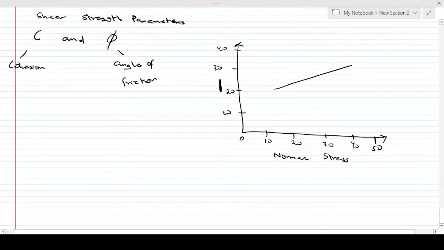This side is the shear stress. So shear stress against normal stress. This figure shows a shear stress versus normal stress plot from a direct shear test. Then you'll be asked to determine the shear strength parameters from this graph. This is easy. Simply get a ruler and a pencil, then extend this line to intercept the vertical axis. The point at which you intercept the vertical axis is your cohesion.